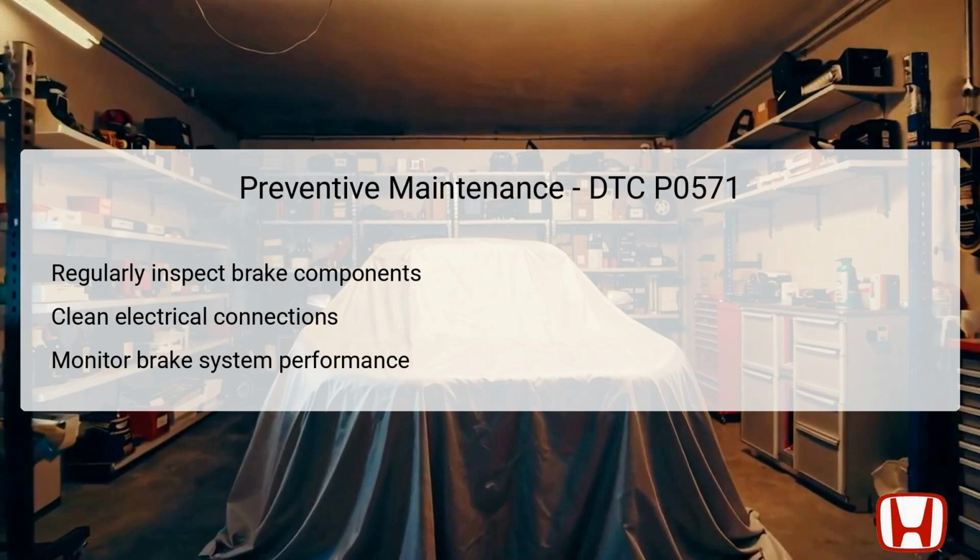Cleaning electrical connections periodically can prevent corrosion, which is a common cause of intermittent signals that lead to fault codes like P0571. Additionally, monitoring overall brake system performance during routine vehicle checks can assist in identifying irregularities early. This proactive approach helps maintain the vehicle in optimal condition, avoiding unexpected malfunctions and maintaining driver safety.